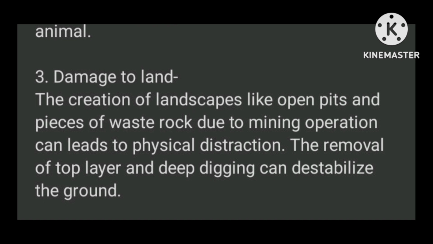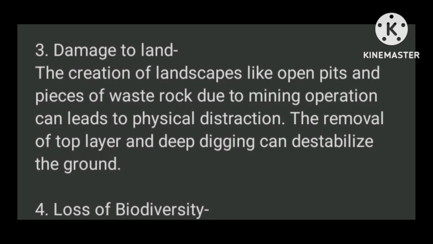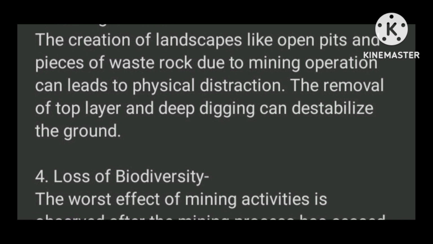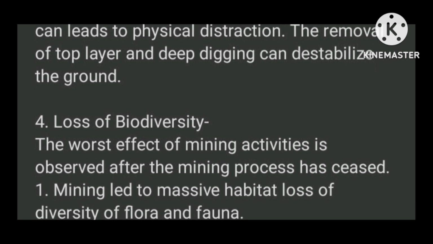Third, damage to land. The creation of landscapes like open pits and piles of waste rock due to mining operations can lead to physical destruction. The removal of the top layer and deep digging can destabilize the ground.